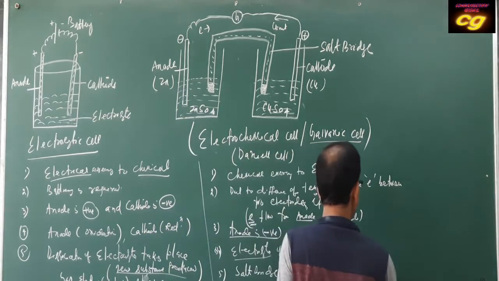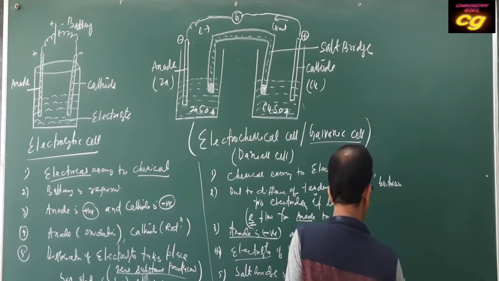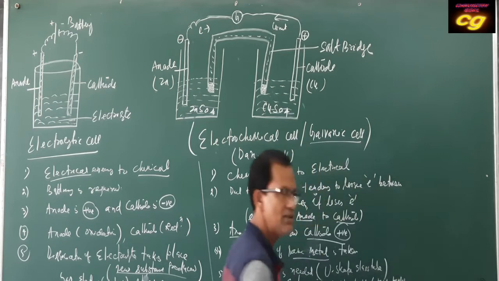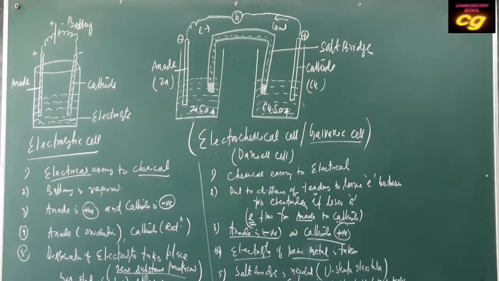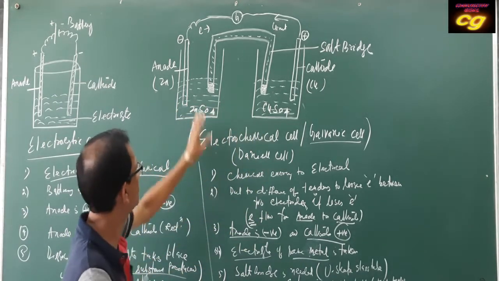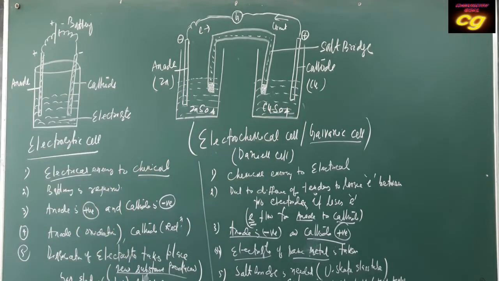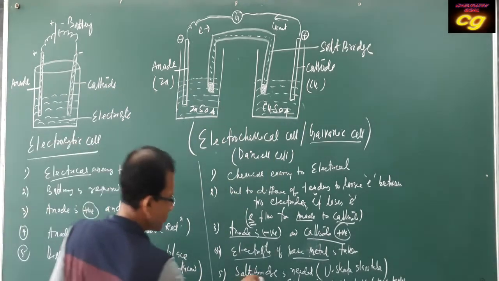Generally, it is potassium chloride, potassium nitrate, ammonium chloride, like this. These are the inert electrolytes. Generally, they do not interfere with the ions present in the electrolytic cell. There is no interaction, there is no interference. That's why the salt bridge is important.